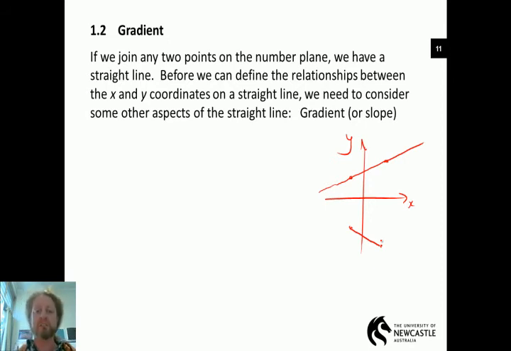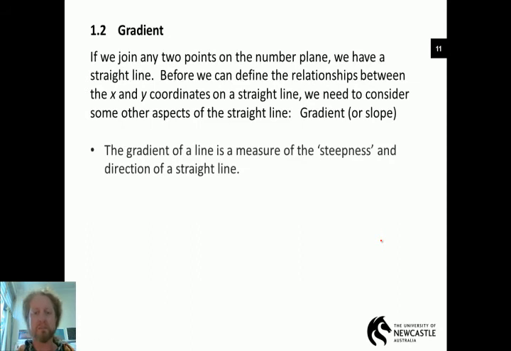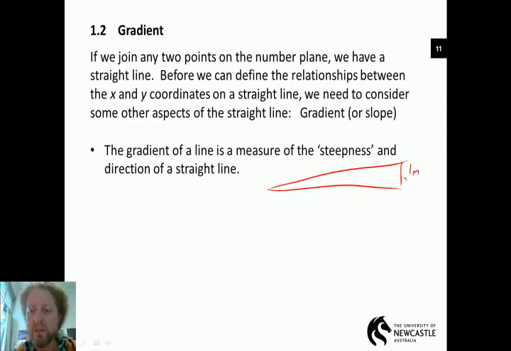So before we can define the relationships between the x and y coordinates on a straight line, one of the things we want to know about is its gradient. In other words, its slope. It's the same thing. So the gradient of a line is the measure of the steepness and direction of a straight line. So we're going to be talking about it as steepness, like a train. I've heard of trains being described as they can go up a maximum of 1 in 60 slope. So that's not very steep. A 1 in 60 slope would be something like, if you need to get 1 metre high, you need to travel 60 metres along. So that's not a very steep slope.